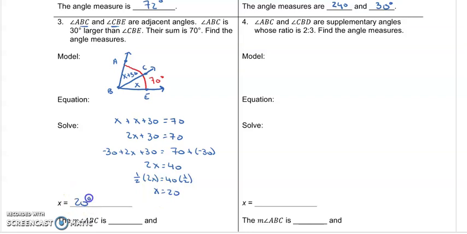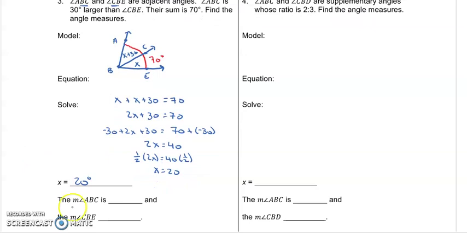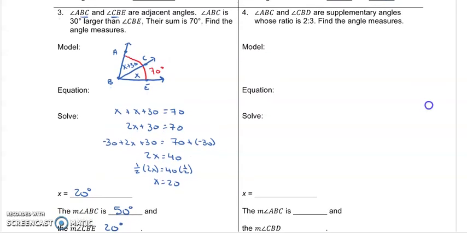So I can fill in the 20 degrees. Then it asks me about our specific angles. So the measure, that's what the m means, measure of angle ABC. So ABC is, well, it was x plus 30, and we said x was worth 20. So 20 plus 30 would give me 50 degrees. And then the measure of angle CBE, so CBE, that's just x. So that would just be 20 degrees. All right, let's look at number 4.